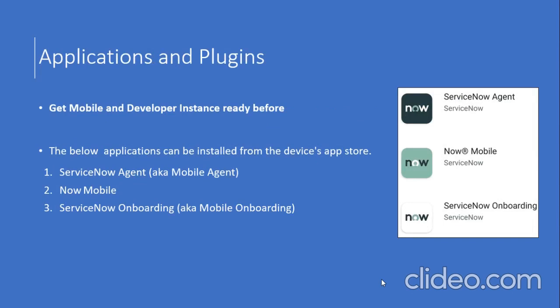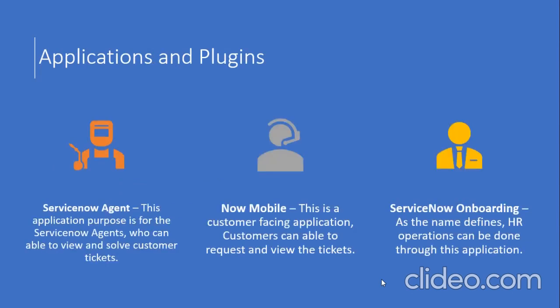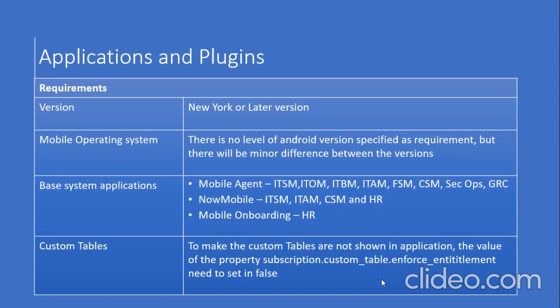ServiceNow has provided basically three major applications to support the mobile environment. First one is ServiceNow Agent, then Now Mobile, and then ServiceNow Onboarding. ServiceNow Agent is for the ServiceNow agents, who are able to view and solve customer tickets. And Now Mobile is a customer facing application, so the customer is able to request and view the tickets. ServiceNow Onboarding is mainly for the HR module, so all the HR operations can be done through this application.